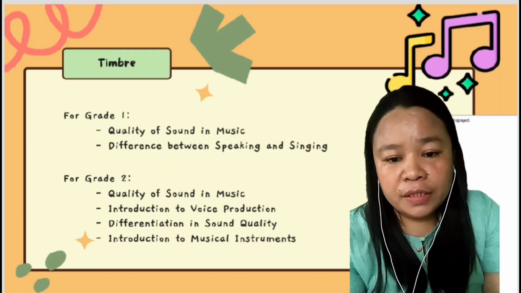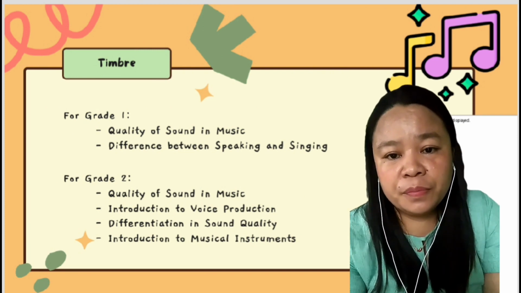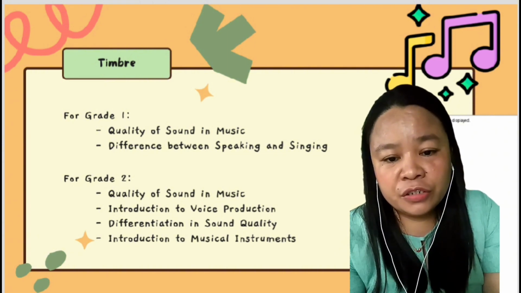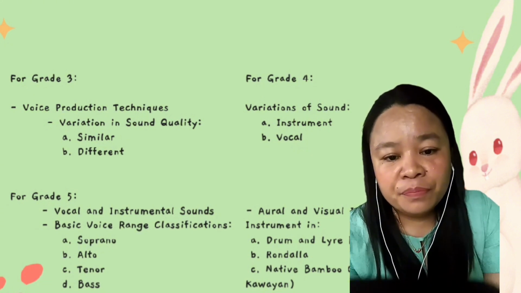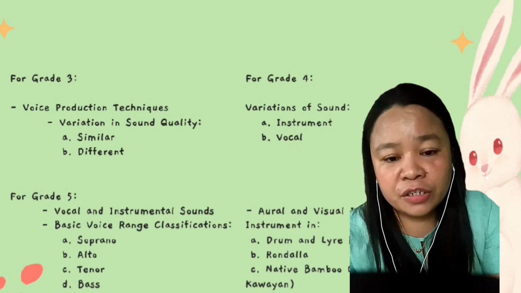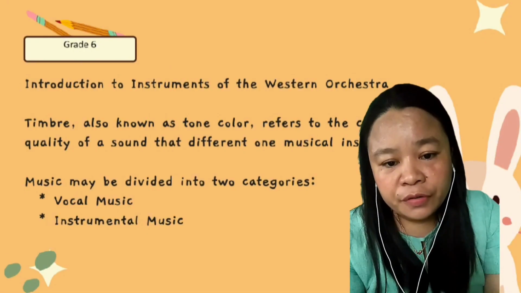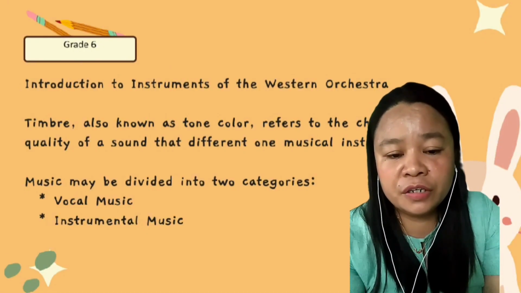Timbre for grade 1: quality of sound and music, difference between speaking and singing. For grade 2: quality of sound and music, introduction to voice production, differentiation in sound quality, introduction to musical instruments. For grade 3: voice production techniques, variation in sound quality, A, similar, and B, different. For grade 5: vocal and instrumental sound, basic voice range classification, the soprano, alto, tenor, bass. For grade 6: introduction to instruments of the Western orchestra.